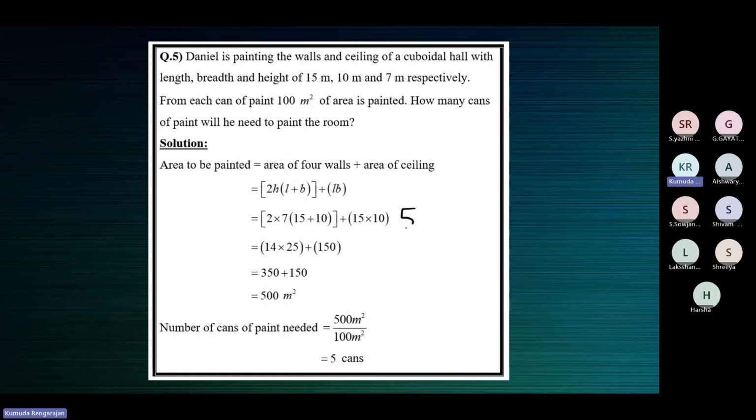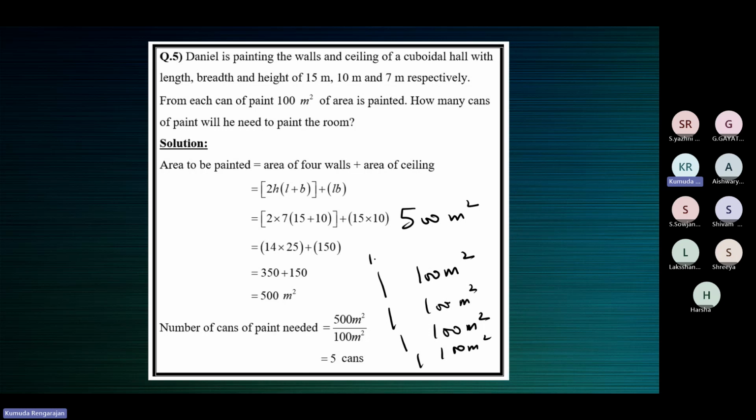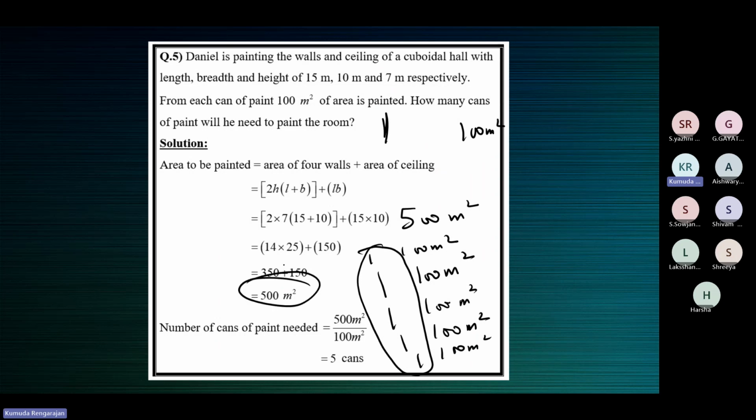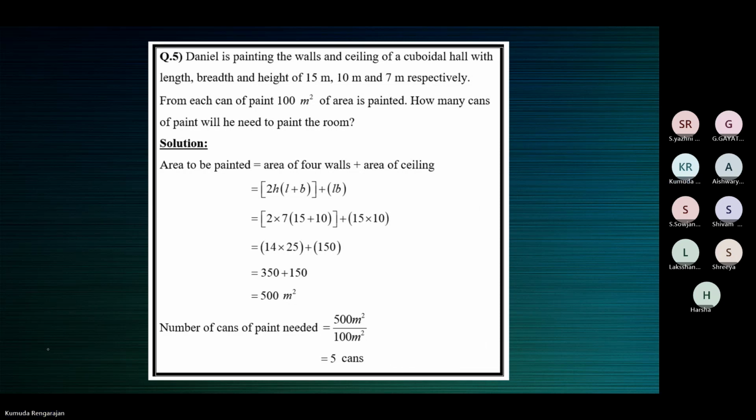You have to totally paint an area of 500 meters square. If you have 1 can, you can paint 100 meters square. Another can, another 100 meters square. Another can, another 100 meters square, and so on. So you need 5 cans. That's what is 500 by 100. With 1 can of paint, you can paint an area of 100 meters square, but you have to paint 500 meters square. So you need 5 cans of paint, 5 containers of paint.